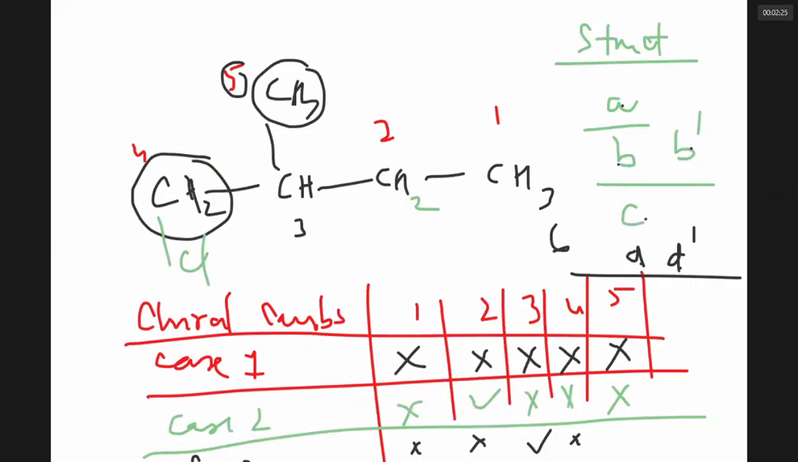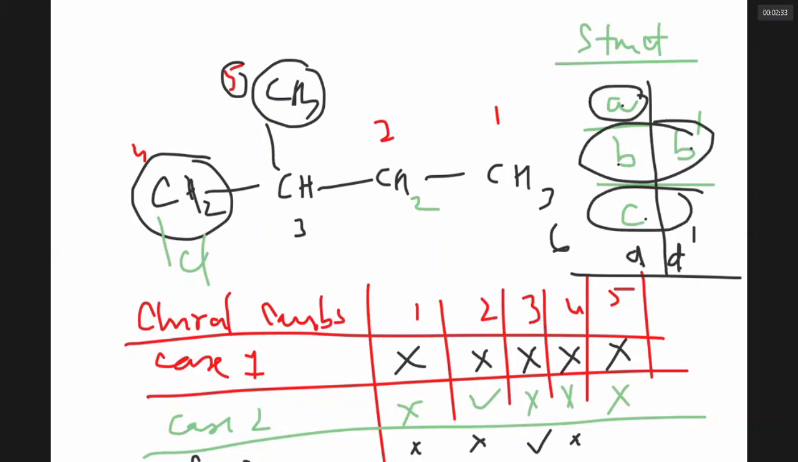But if I am distilling, B dash and D dash will have the same boiling point, so they can't be separated by distillation. So if I try to distill, I get only 4 fractions. 1 fraction is A, 1 is B dash, 1 is C, 1 is D dash. That is, I get 4 fractions, but 6 compounds.